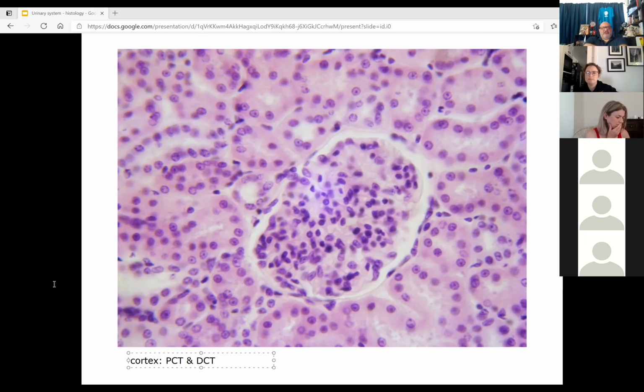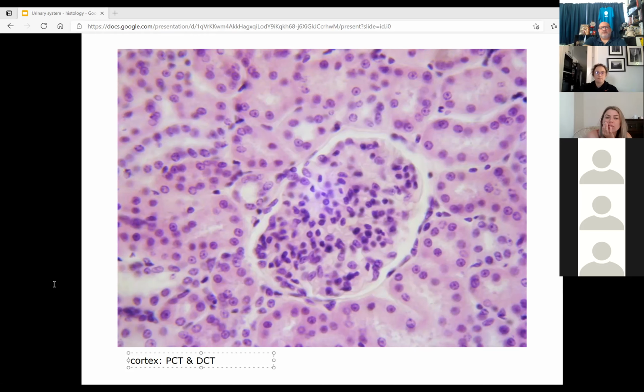What are some of the differences between the proximal convoluted tubule and distal convoluted tubule? Obviously, they're both cuboidal cells, so that doesn't help us. They're different in the number of mitochondria they have, but we can't see mitochondria in this picture. So what can we use to tell them apart? There we go. Allison's got it. The microvilli. Which one has more?